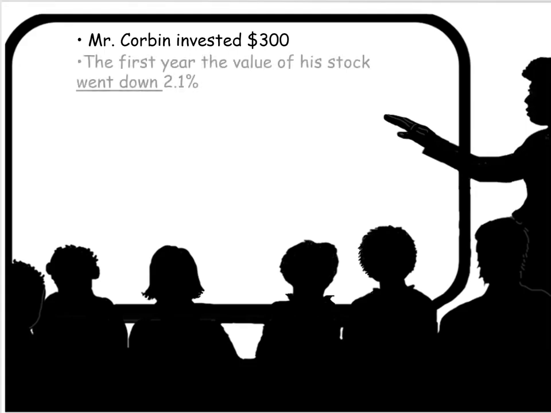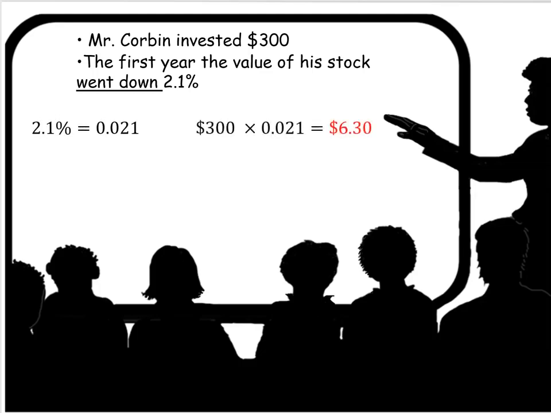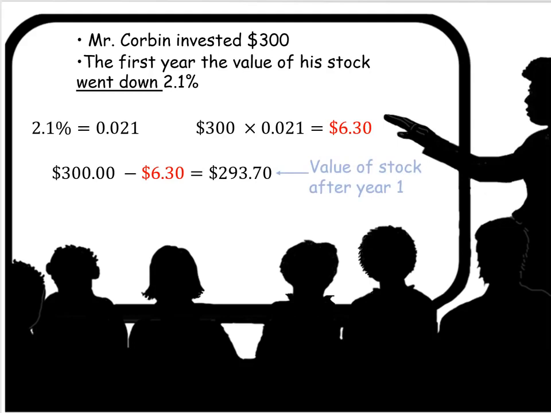So remember, Mr. Corbin invested $300. The first year, the value of his stock went down 2.1%. So we're going to take our $300 and multiply it times that number, 0.021, and we get $6.30. Well, if the stock went down, we're going to need to subtract that amount. So 300 minus $6.30 gives us a new value after that first year of $293.70.